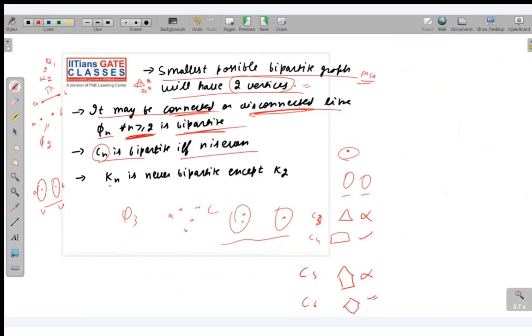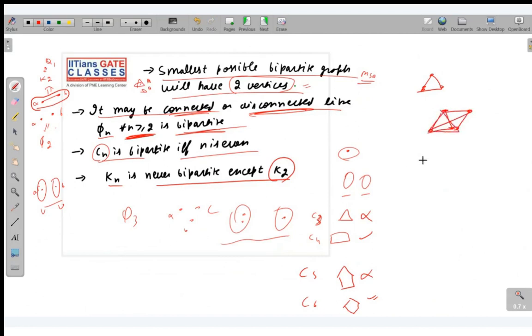Is it okay now? Next, Kn is never bipartite except K2. So why is K2 bipartite? So obvious, this is K2. I have told you just now, K2 is bipartite. And how does K3 look? K3 will be this. So it will never be bipartite because it has three vertices. How will K4 look? This. So let me draw it properly. How have we drawn K4? We have taken K3 and then I have joined like this. This was K4. So in K4, obviously a triangle is there. A triangle is an odd length cycle.